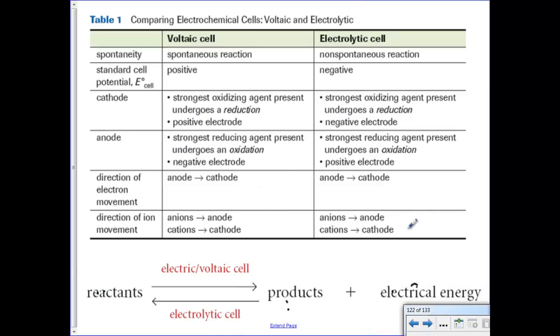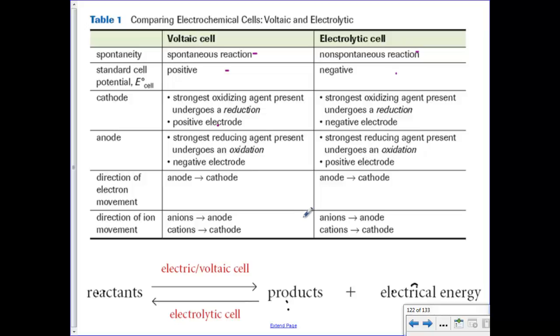Here's a chart that more or less summarizes all of the differences between them. Most of them are different. There's a few similarities. This is spontaneous. This one's not. This one, the voltage is positive. This one's negative. Here, the cathode is positive, but here, the cathode is negative. Here, the anode is negative, but now it's positive. Here's where it's the same, though.